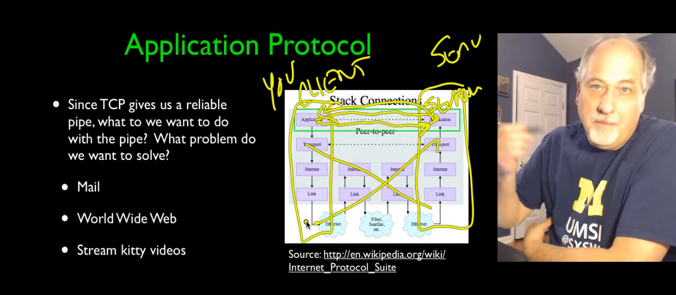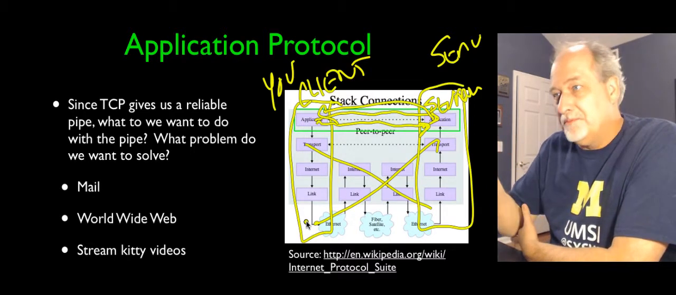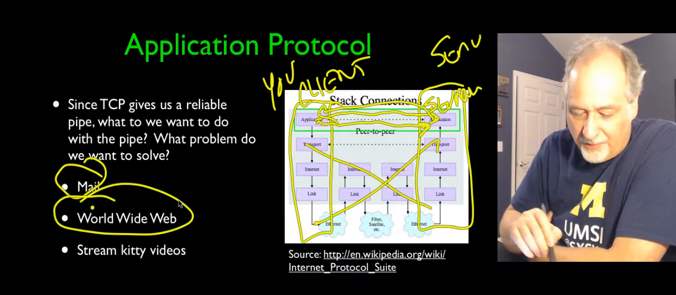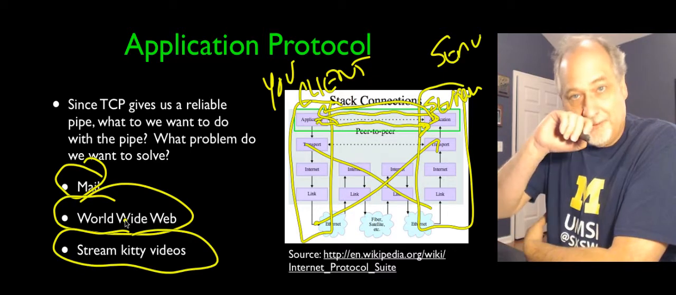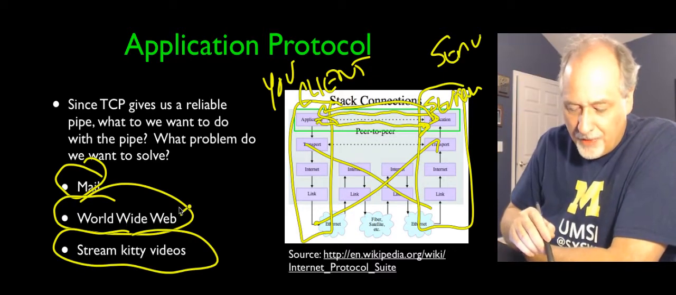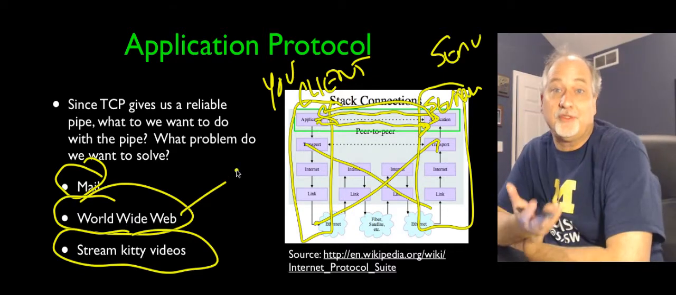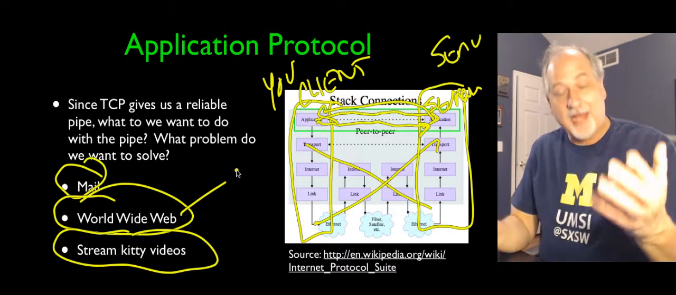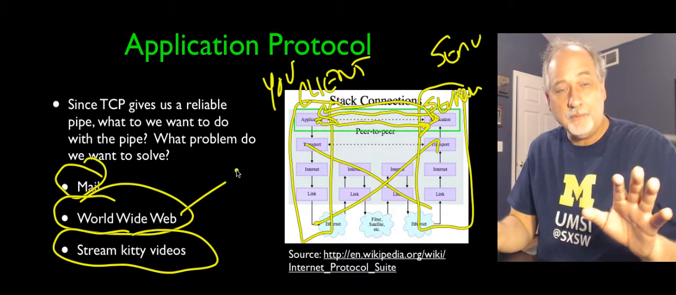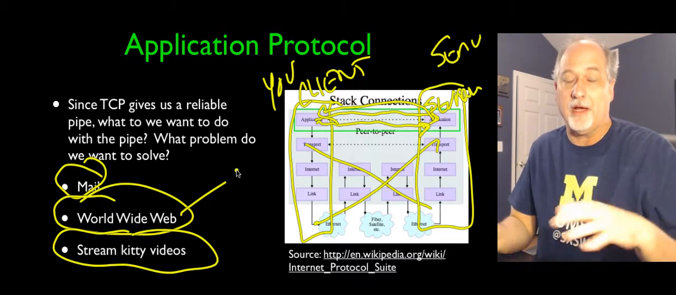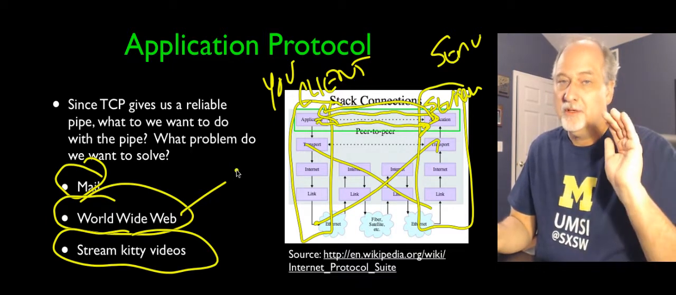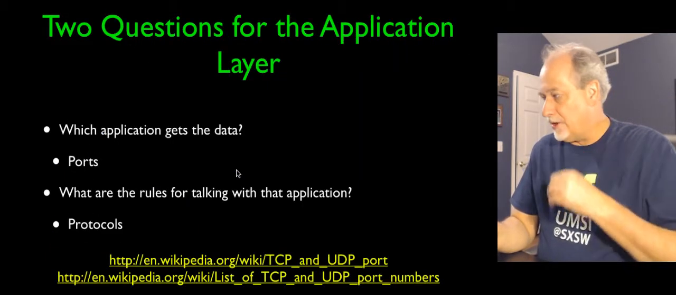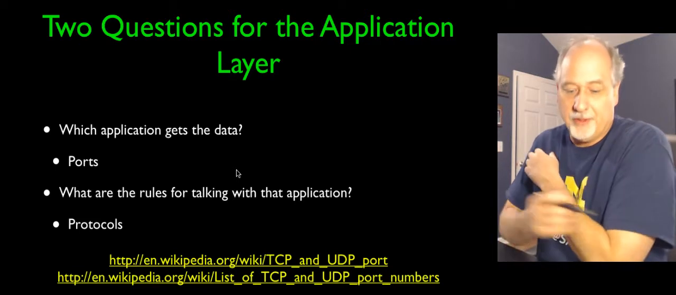And with this client-server mechanism, this application-to-application communication, we can build a mail system, the World Wide Web, or we can stream videos much like we would be streaming this lecture back and forth. But we're going to focus on the World Wide Web because it's really simple and really elegant, it's probably the easiest one to understand, and it's the most popular. There are many other protocols, file transfer and others, but the World Wide Web protocol, HTTP, is the most popular.